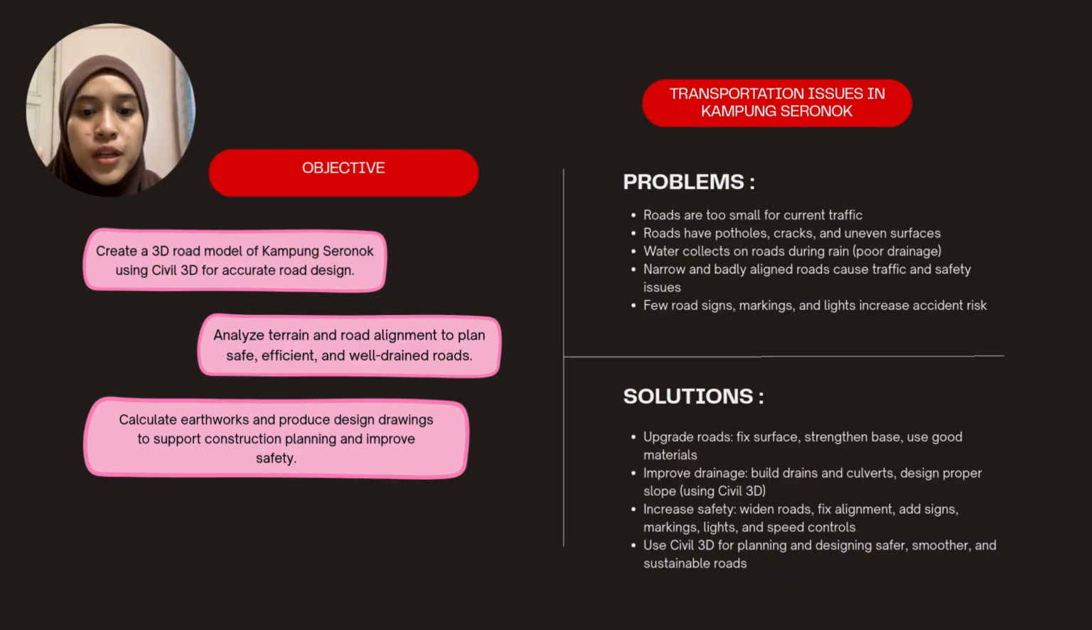We propose three main solutions. First, we will upgrade the road surface to be stronger and smoother. Second, we will use Civil 3D to design a better drain slope to stop water flooding. And finally, we will widen the road and add proper safety signs to protect the driver. By doing this, we ensure the roads in Kampung Seronok are sustainable and safer for the future.